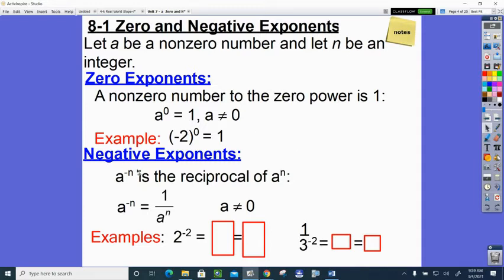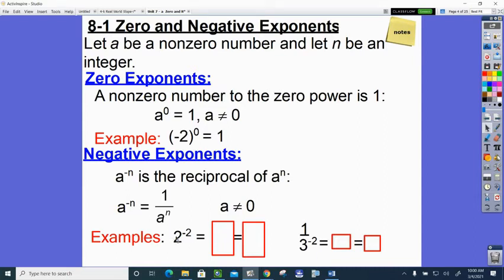Now here's the second rule for today. Anything raised to a negative exponent is the reciprocal of that same base to the positive exponent. So if you look right here, a to the negative n, you can picture that as being over 1. You can see that it goes from the numerator to the denominator. It flips and becomes a positive exponent. And again, a won't equal 0.